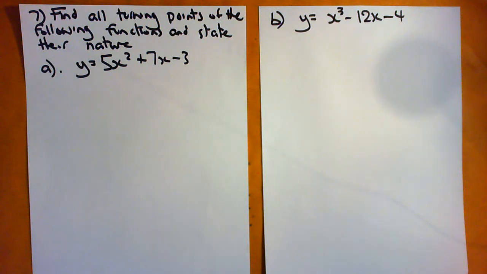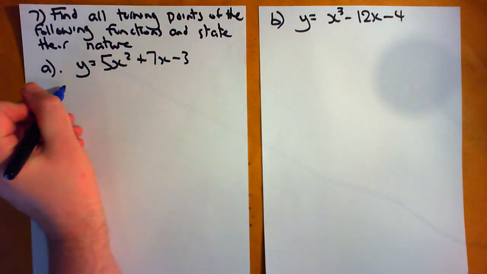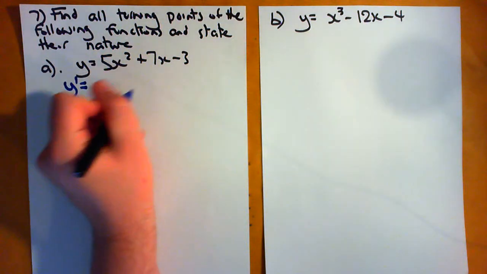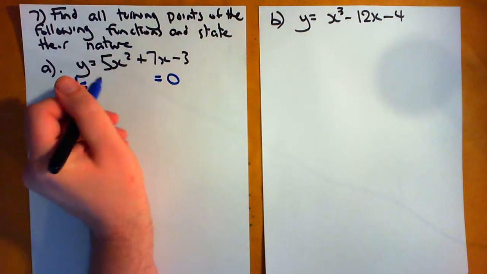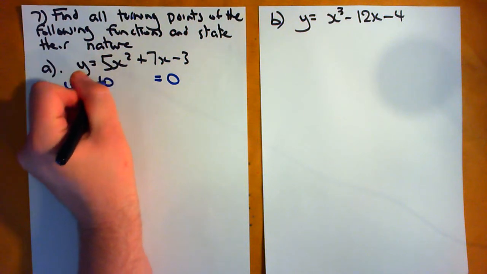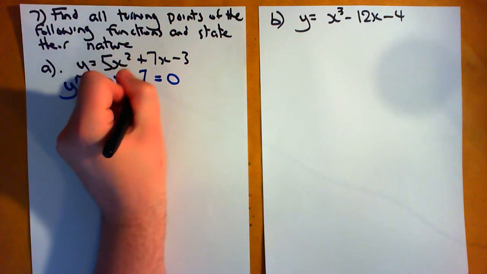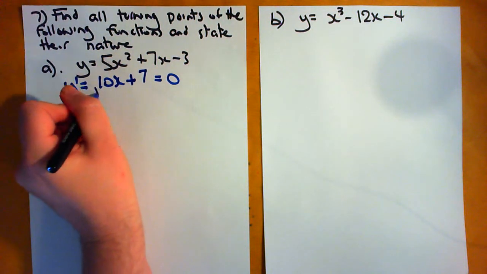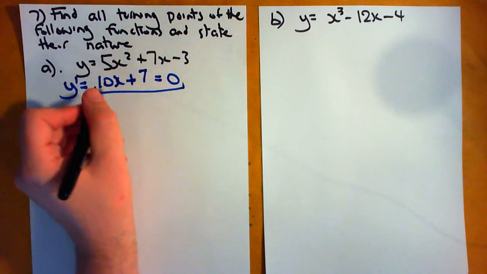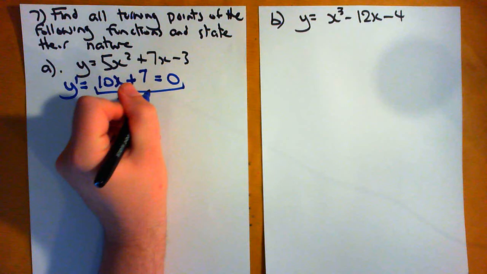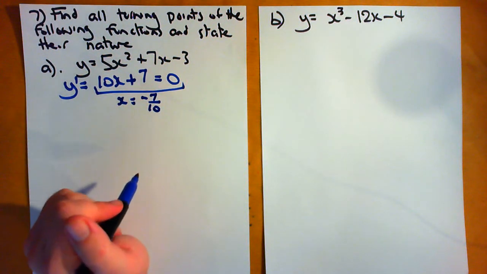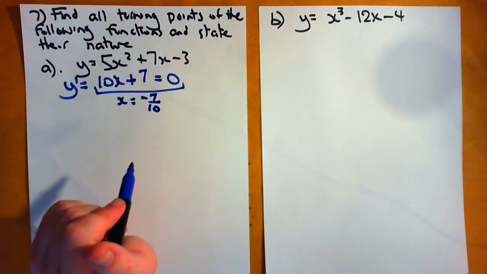Okay, so to work out turning points, first thing we need to do is differentiate, and once you've got the derivative, make it 0 and solve the resulting equation. So 5x squared differentiates to 10x plus 7x differentiates to 7, and then we're going to solve that. So 10x equals negative 7, and then dividing by 10 gives x equals negative 7 over 10. So we have the x value where there is going to be a turning point.